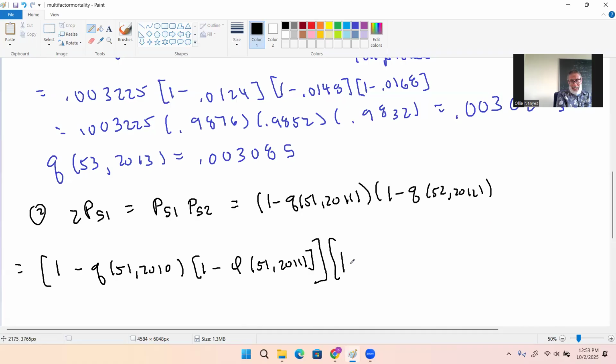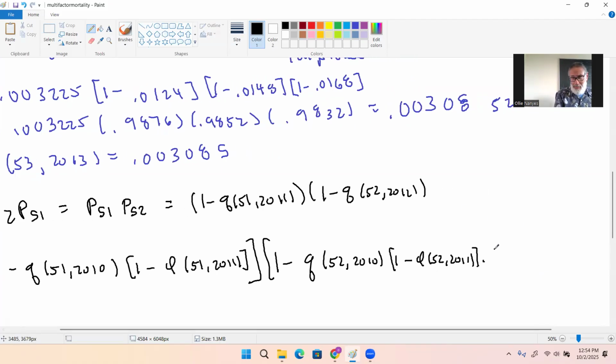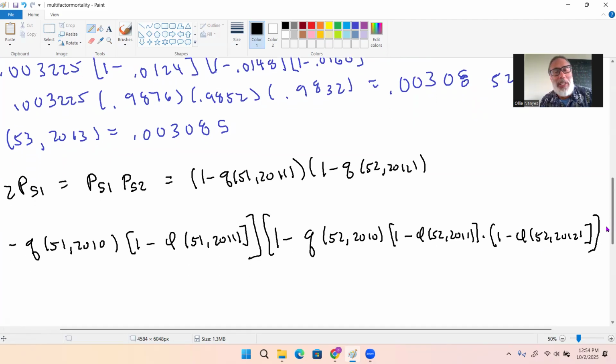And then, once again, we're given the baseline for 52, 2010. But we've had 2 years to improve mortality, so it's a 52-year-old in 2011. Then multiplied by, and I'll give myself a little room here, 1 minus the mortality improvement factor for 52, 2012. All right. So now let's look at the numbers we need.